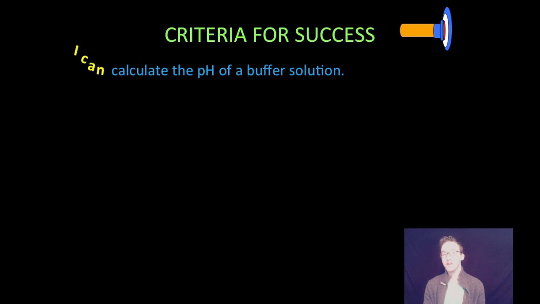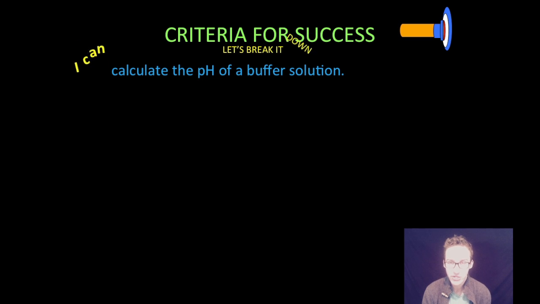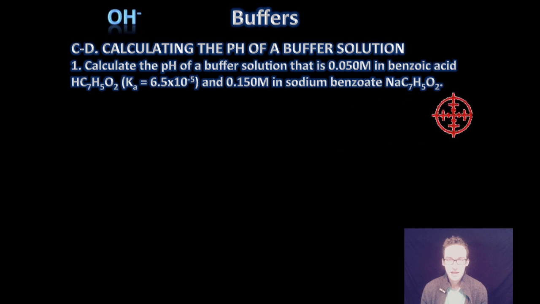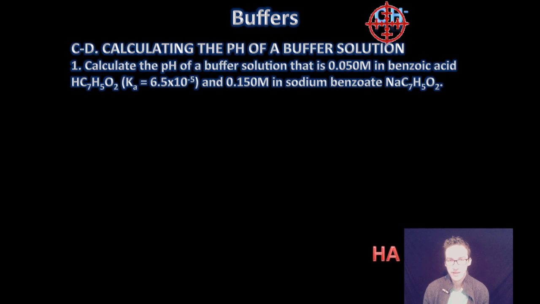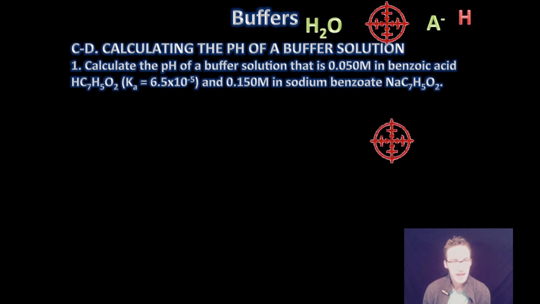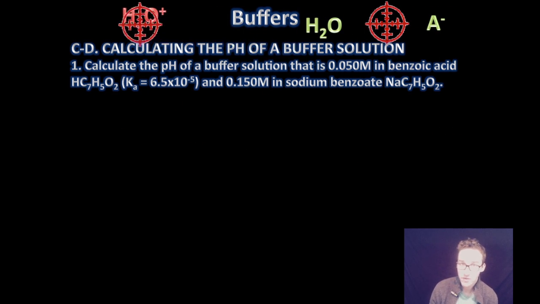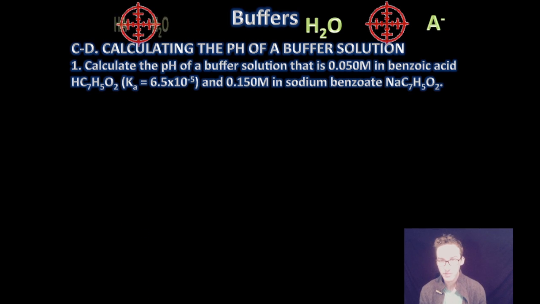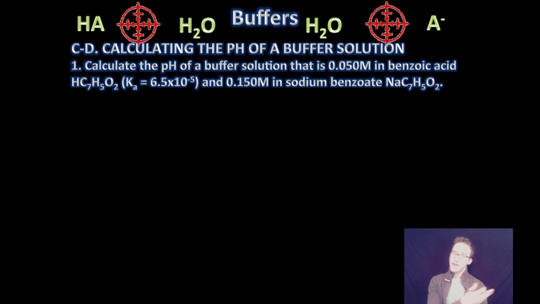In this particular video, we're going to calculate the pH of a buffer solution. As you take a look at your notes, you're provided with a quick example of pH calculation for a buffer solution. As you read there, it says calculate the pH of a buffer solution that is 0.05 molar in benzoic acid. You're provided the Ka value and 0.150 molar in sodium benzoate.